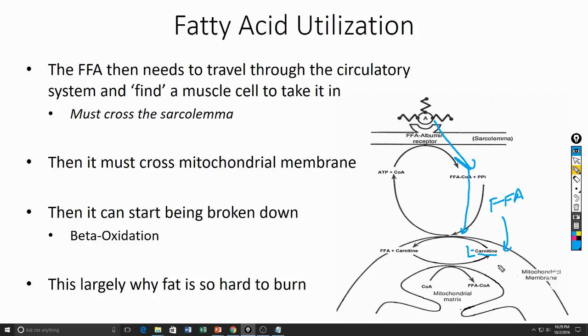Anyway, back to the topic. We got our fatty acid, we broke it out of its adipose cell, we broke up that triglyceride, it went through the circulatory system, it got into the muscle through the sarcolemma, and now it's going to traverse the sarcoplasm and get transported into the mitochondria. Now we have our one fat molecule in the mitochondria. Now we have to start doing something called beta oxidation. Beta oxidation is the process by which we take that fatty acid chain and start breaking it down into acetyl-CoA molecules.